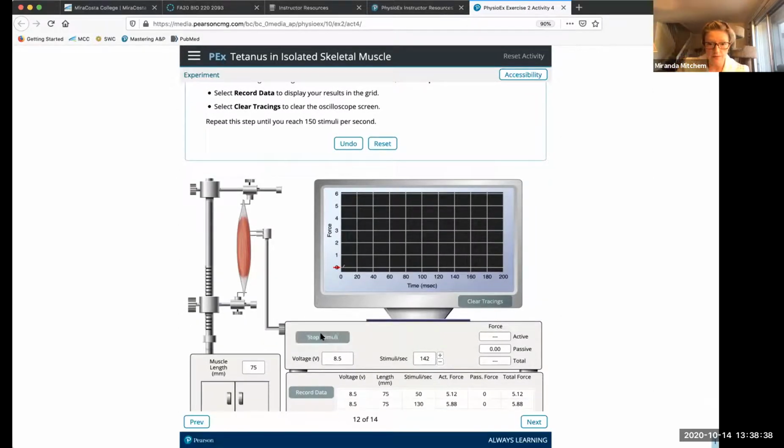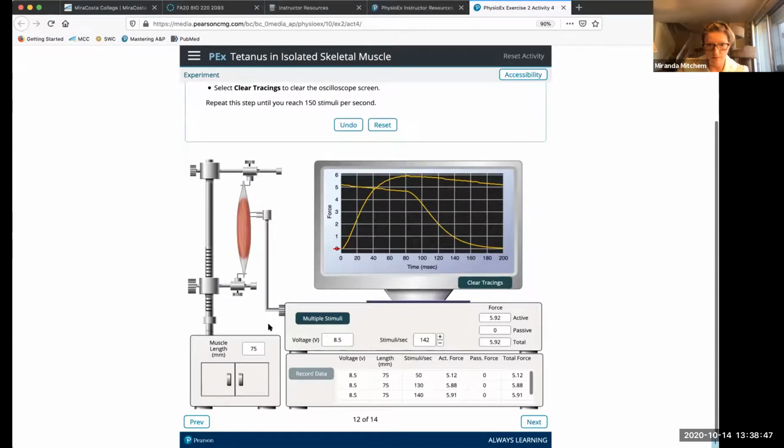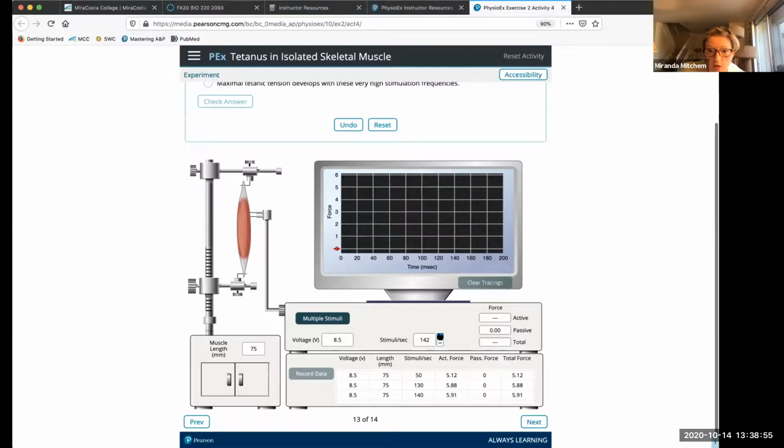Here we go. Record. Clear tracings, and now we're going to go to 144. It's getting up there quicker. 146. Oops, I should have cleared the tracings. But it's a different color. It's actually right on top of it. I'm glad I didn't record it. That was interesting to see.